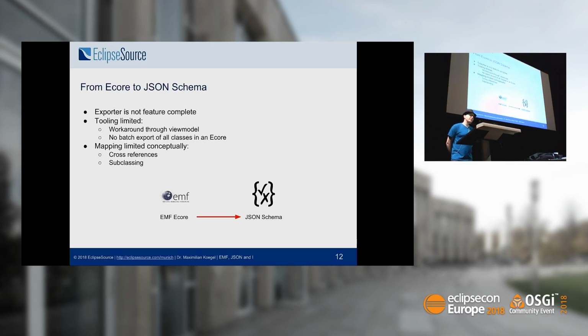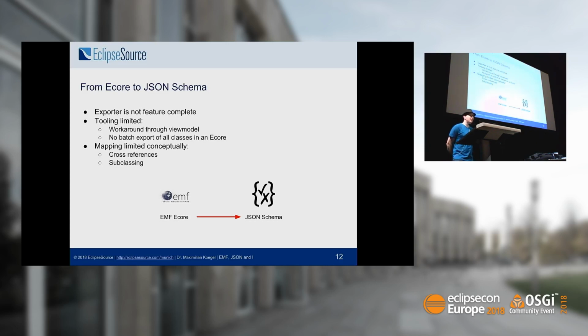But there are also some conceptual limits where the JSON schema standard doesn't really have a solution. Two very prominent examples are cross-references. There is a concept of something like a cross-reference, but it's not really defined semantically in the way that every validator that just understands a JSON schema would be able to understand it.